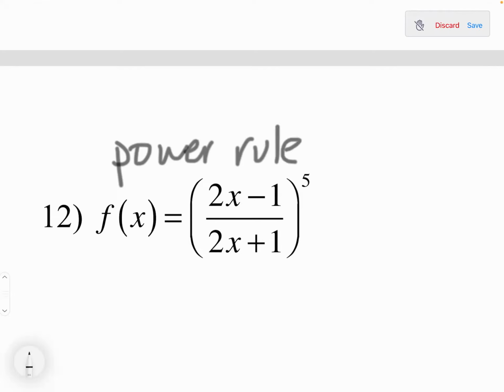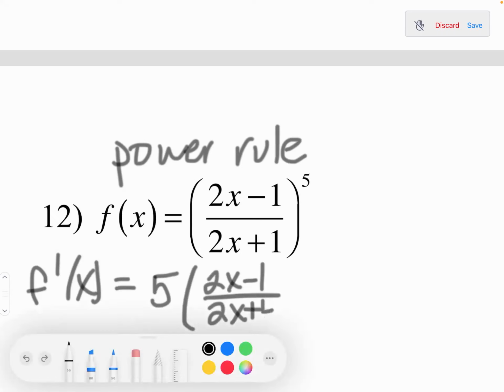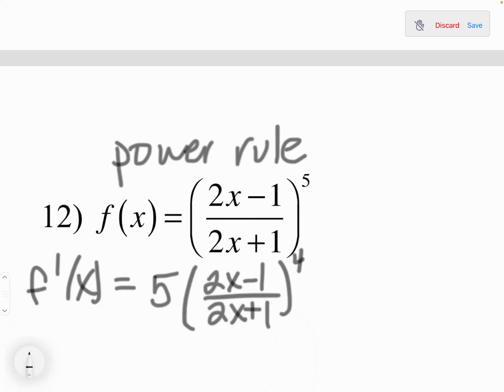All right, power rule. f prime of x is equal to, we're going to drop the 5 down in front, times everything inside, raised to the 4th power. Oh man, that should be a 1, not a 4. 1 raised to the 4th power.